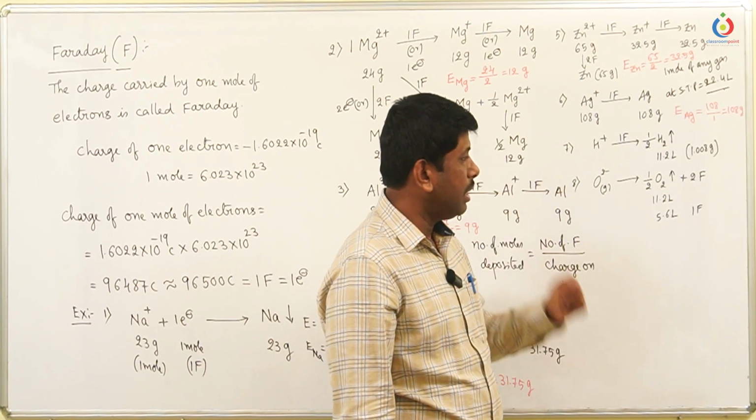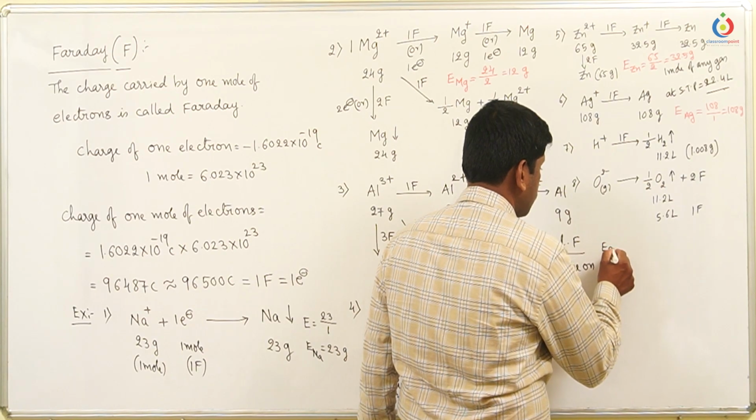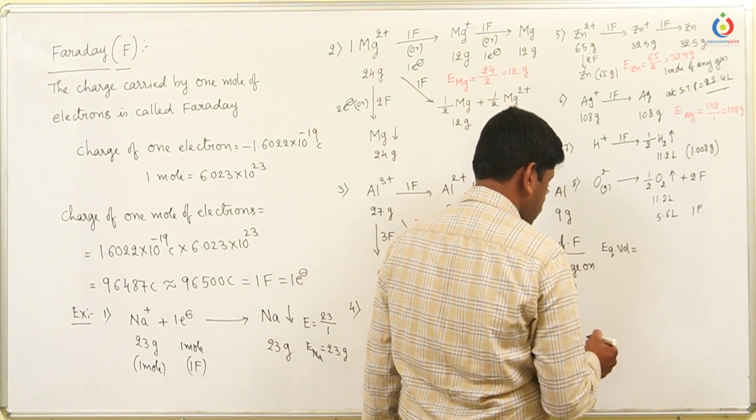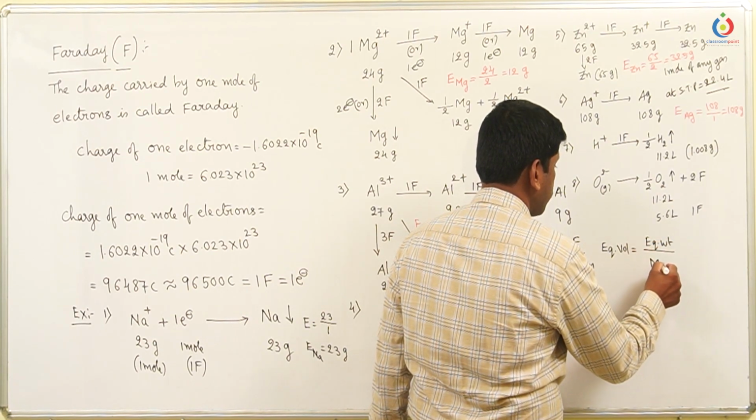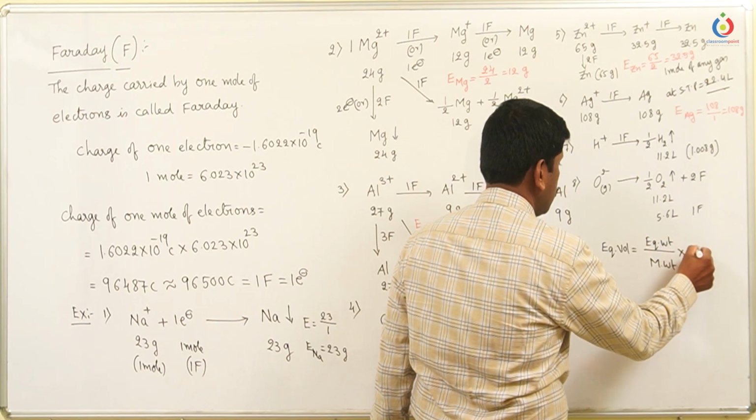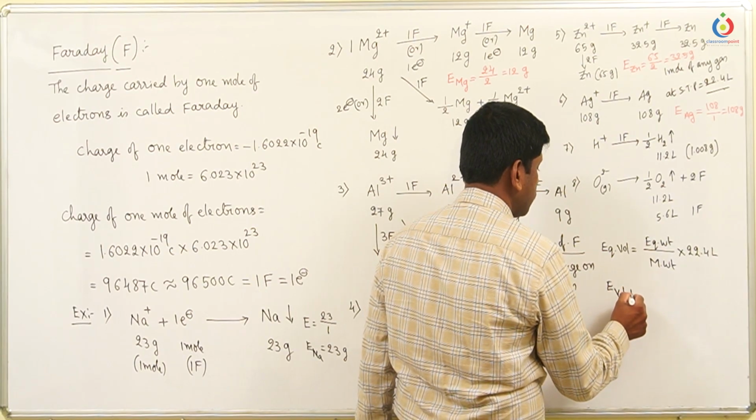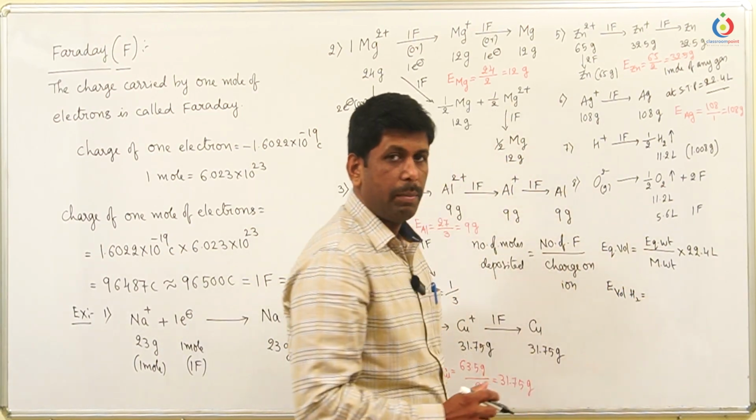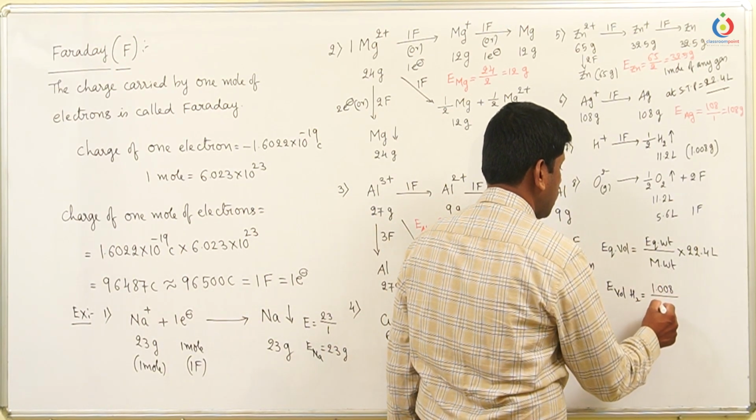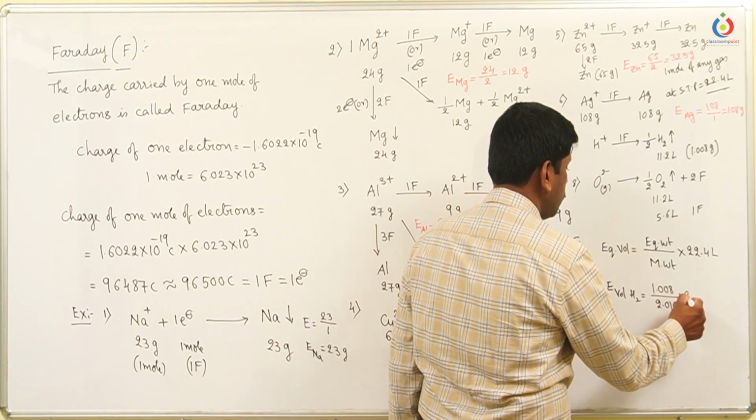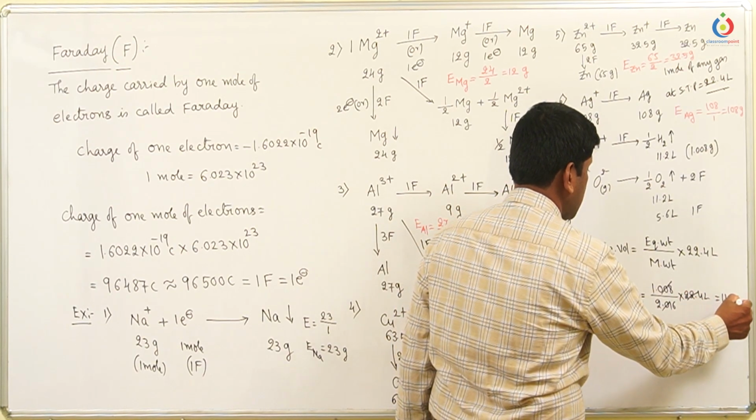Then how do we deal with gases? Let us see the calculation of equivalent volume. Equivalent volume equals equivalent weight divided by molecular weight, times 22.4 liters. Equivalent volume of hydrogen equals equivalent mass of hydrogen, 1.008 grams, divided by molecular mass, 2.016 grams, times 22.4 liters. So it cancels to 11.2 liters.